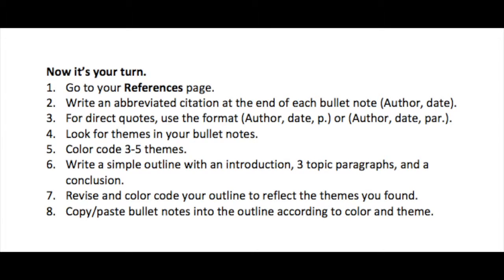Now it's your turn. Go to your references page. Write an abbreviated citation at the end of each bullet note using the author, date format. For direct quotes, use the format author, date, page, or author, date, paragraph. Look for themes in your bullet notes. Color code 3 to 5 themes. Write a simple outline with an introduction, 3 topic paragraphs, and a conclusion. Revise and color code your outline to reflect the themes you found. Finally, copy-paste bullet notes into the outline according to color and theme.